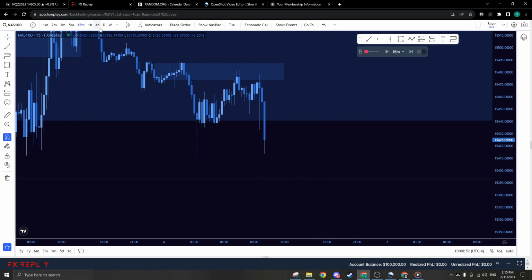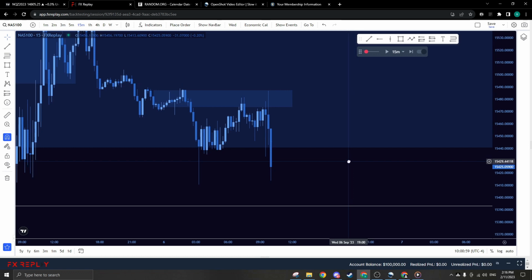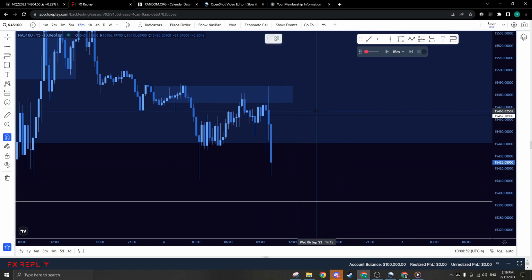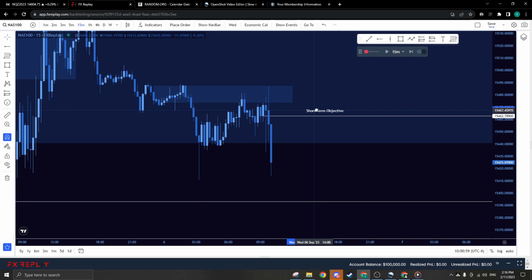15-minute, same thing, except we didn't actually get a trade back into this order block over here. So short-term objective would be this 15-minute bearish order block.